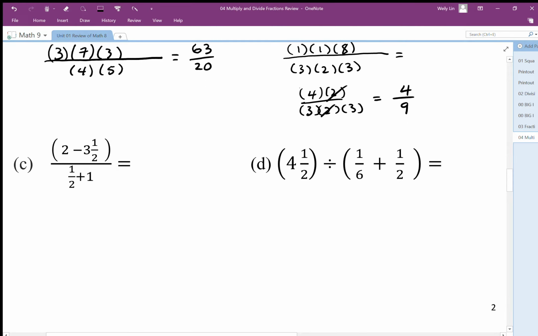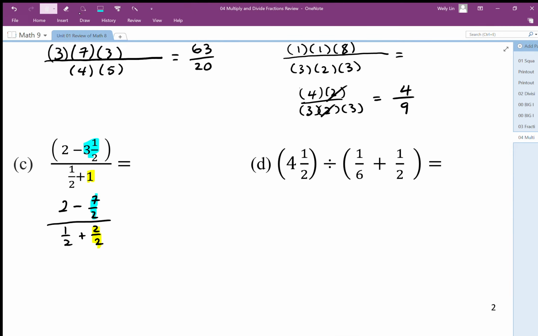When I have this complex fraction, it's way easier to write this as a mixed number. So I'm going to do 2 minus, and I'm going to convert this 3.5 into 7/2. And I'm going to convert this here into plus 2 over 2. Okay, so 1 becomes 2 over 2. I'm just going to highlight that. So this 1 becomes 2 over 2. And the 3.5 becomes 7 over 2.